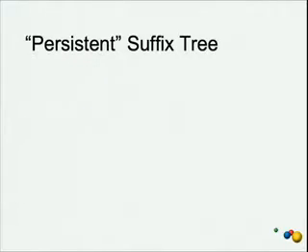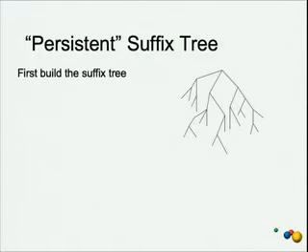Now, how do I reduce this log n? I know that it is a tiny portion. First of all, if m is greater than log n, we don't need to do anything. Then we talk about the case where m is less than log n. For m less than log n, what we will build is a persistent suffix tree. What is a persistent suffix tree? First, we will build a suffix tree. This is a suffix tree of the text.